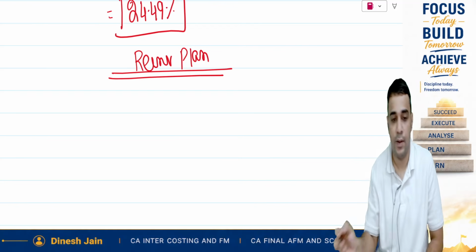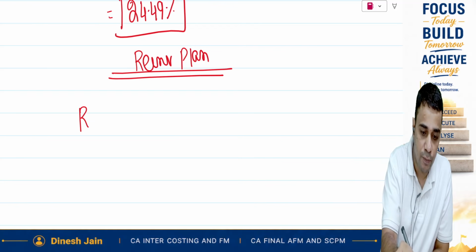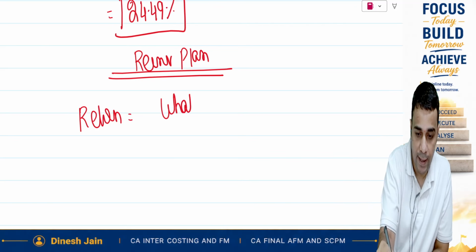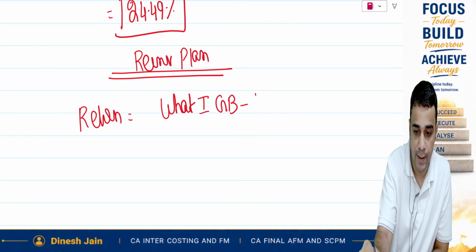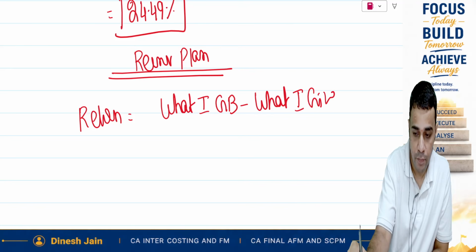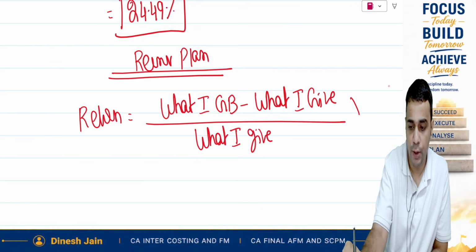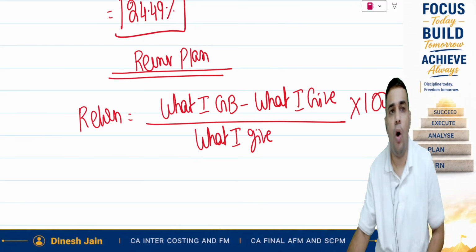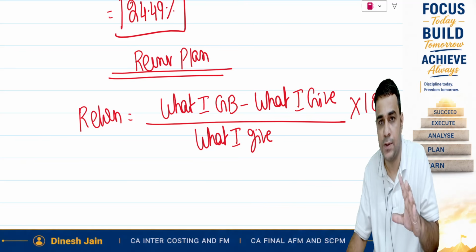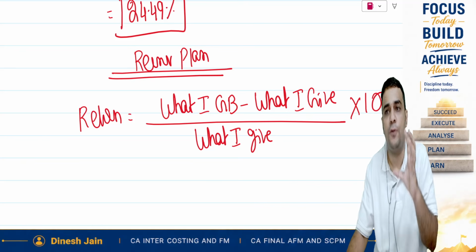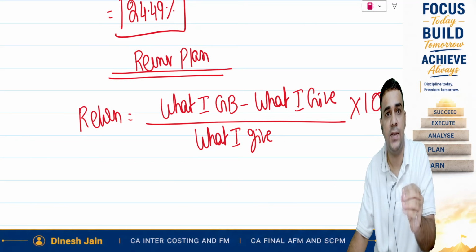Reinvestment plan. Return equals what I get back minus what I give, divided by what I give, into 100.